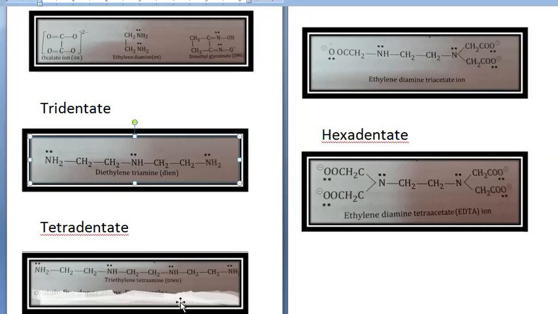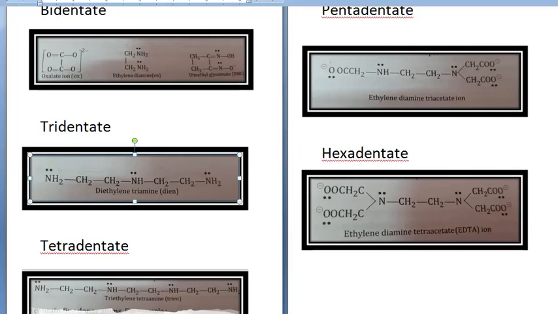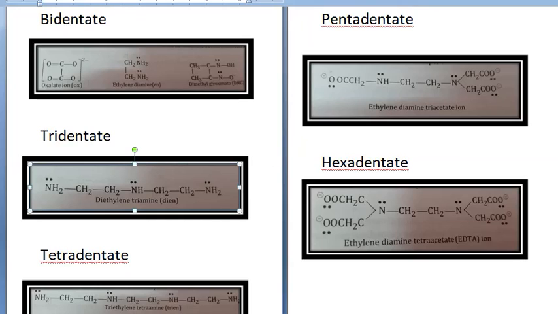Here there are four nitrogens, 1, 2, 3 and 4, and each is capable of donating a pair of electrons to form coordinate bond. So it is a tetradentate ligand. Next comes pentadentate ligand. They contain 5 donor atoms. For example, ethylene diamine triacetate ion.